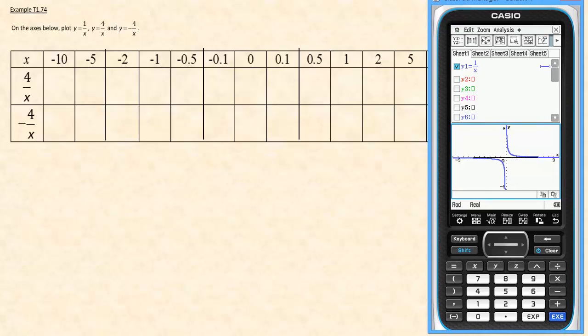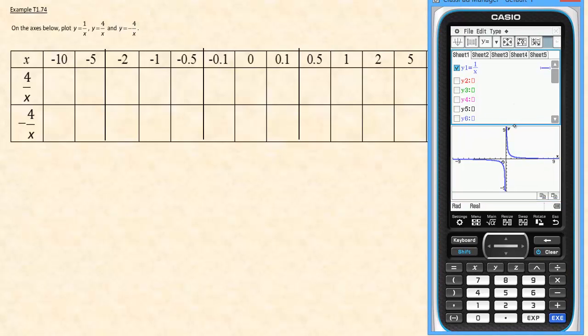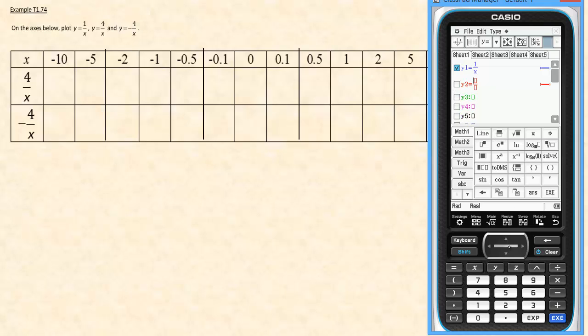Now, I'm going to use the calculator to help me with all of this. So I'm going to select the top window. I've already got 1 over x here. So I'm now going to put in 4 over x. And I'm going to put in negative 4 over x.